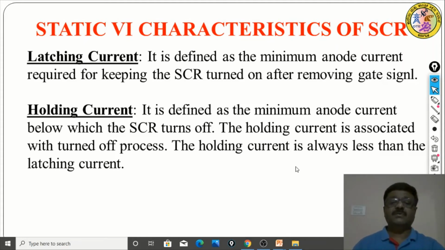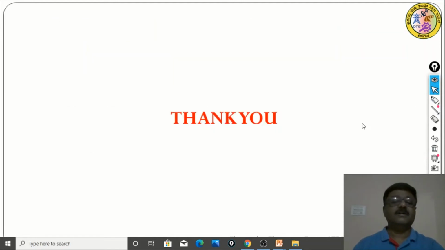Suppose I want to turn off the thyristor which is already conducting, then what do I have to do? I have to decrease its anode current below the holding current. Then only the SCR will turn off. So this is about latching current and holding current.